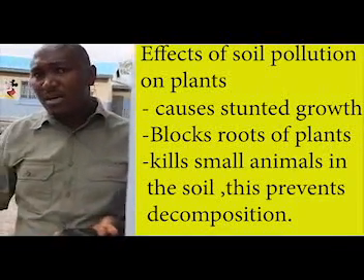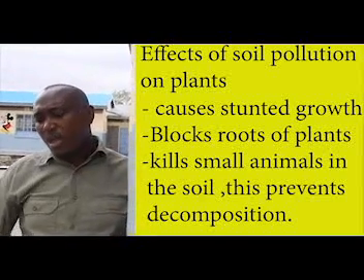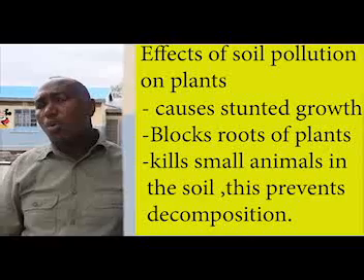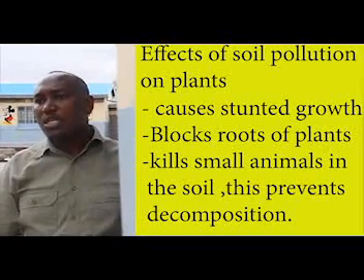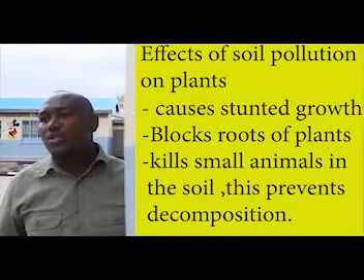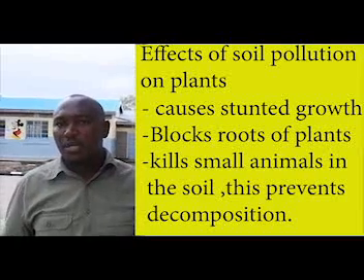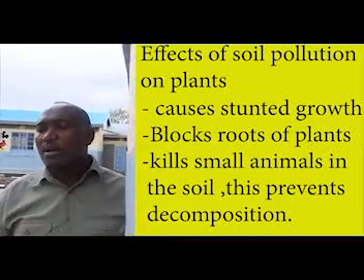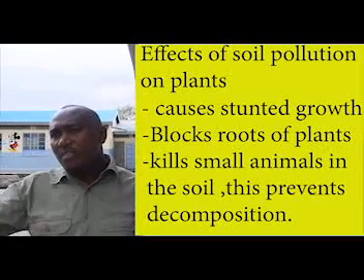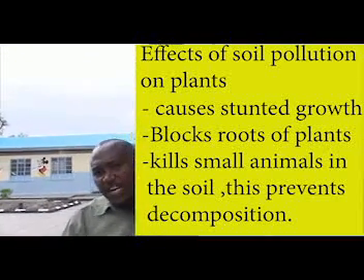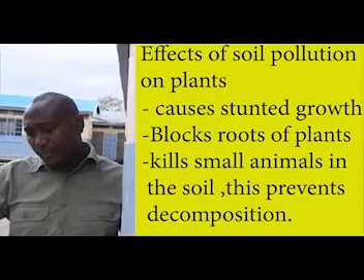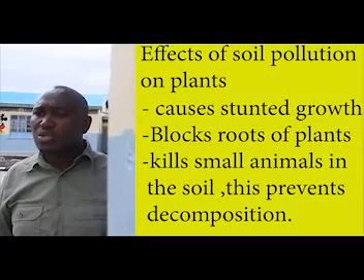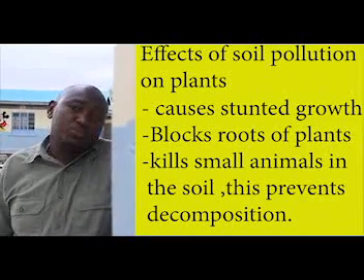Remember, plants grow on soil. Plants obtain mineral salts and water from the soil. What is going to happen if the soil is polluted? Plastic materials, when thrown into the soil, do not decompose. They do not rot. They inhibit, they prevent the roots of the plants from reaching the deep layers of the soil to obtain water and mineral salts. That is a way in which plants will not be able to grow well.